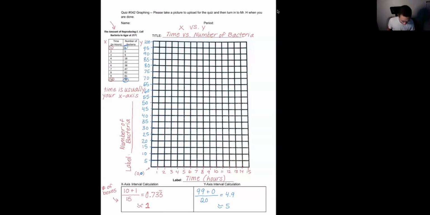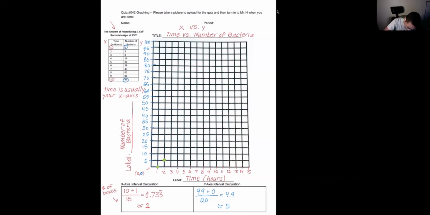Now, the last thing that we're going to do is start plotting our numbers. So I'm going to take a green one. I'm going to take maybe a thicker marker, and let's start plotting our points. So the first one is going to be 1, 0. So at 1 hour, there's only 0 bacteria. So I'm going to mark my dot here. At 2 hours, I have about 5 bacteria. So I'm going to go up to 5.